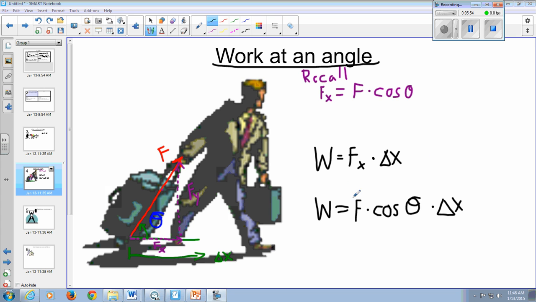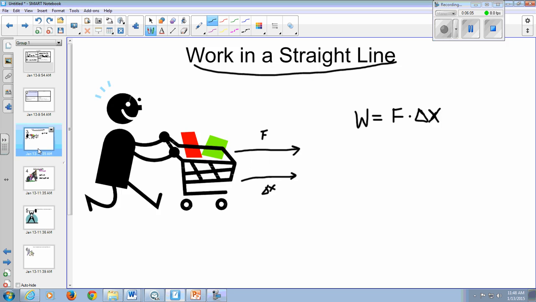Now, this is also known as the work in general formula. Okay, this is work in general. If you look back to this example, what's the angle of this force? Well, this force is acting at an angle equal to 0 degrees. Or you could say it could be acting at 180 degrees. But let's just take it as 0 degrees.